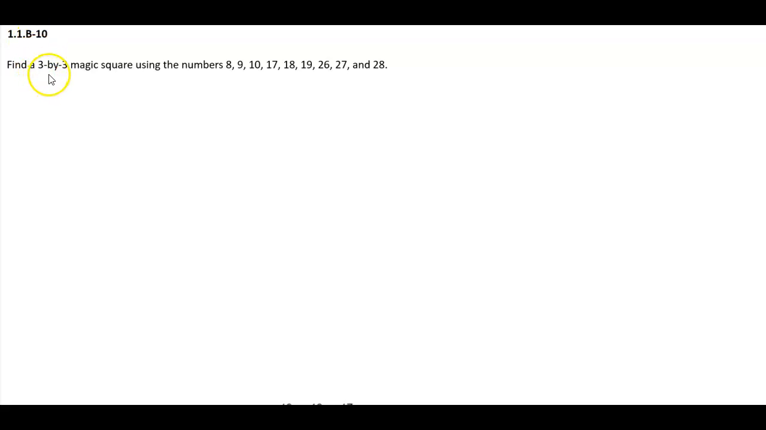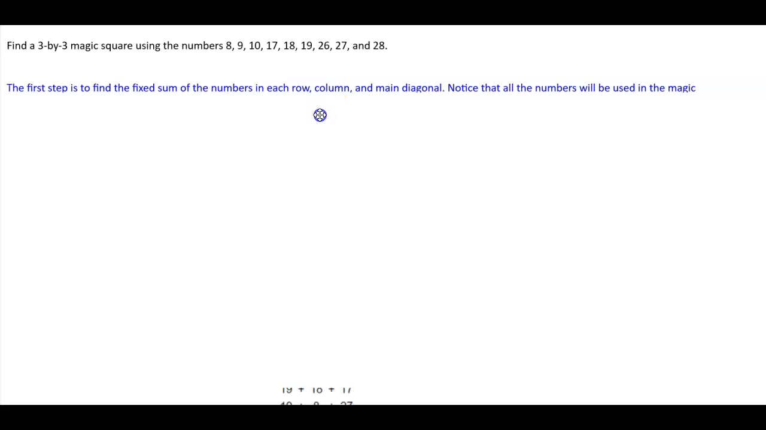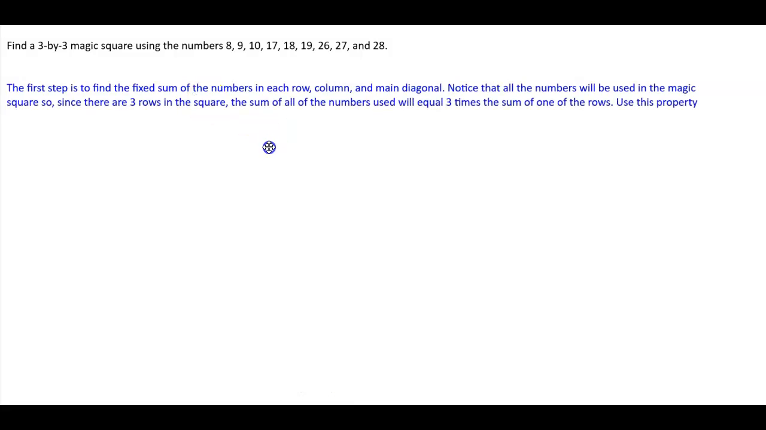1.1.B-10. Find a 3 by 3 magic square using the numbers 8, 9, 10, 17, 18, 19, 26, 27, and 28. Okay, so the first step is to find the fixed sum of the numbers in each row, column, and main diagonal. Notice that all the numbers will be used in the magic square.